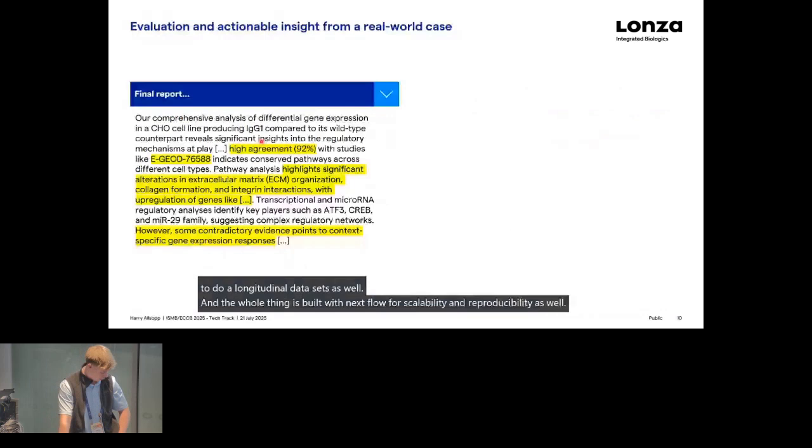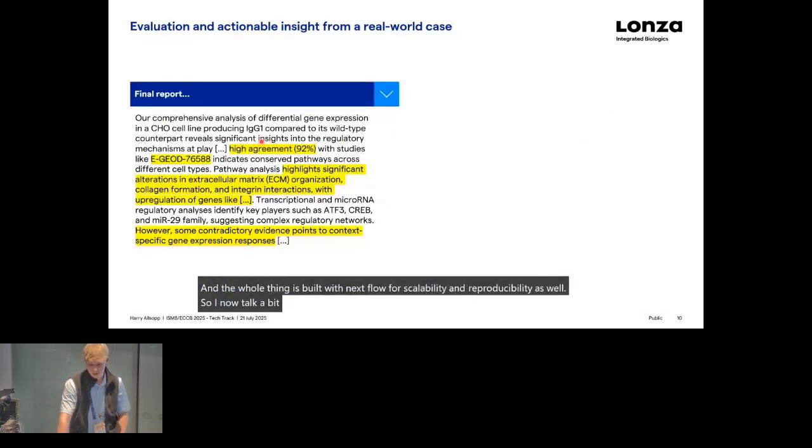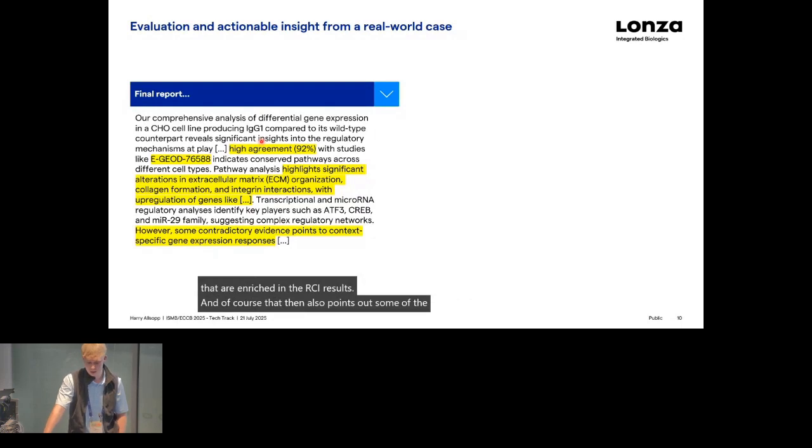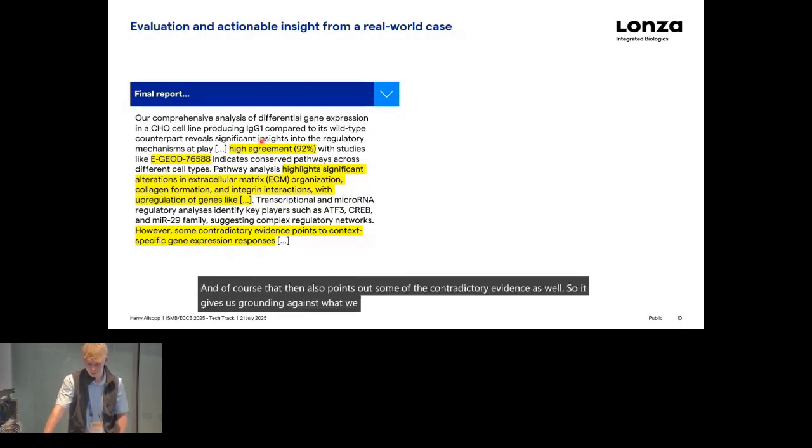So I'll now talk a bit about the evaluation and what we actually get out at the other end. This is just a small snippet of the final report. You can see that the LLM draws on the statistics from the original RCI run. It gives us the accession numbers of experiments that it's drawing conclusions from. It gives us specific gene lists to work with and specific pathways that are enriched in the RCI results. And of course, it then also points out some of the contradictory evidence as well. So it gives us grounding against what we would expect to see.